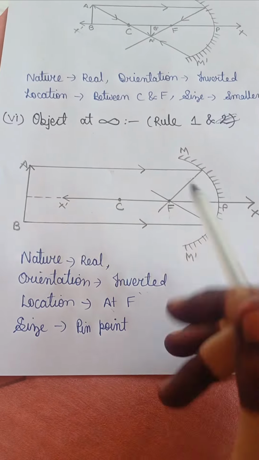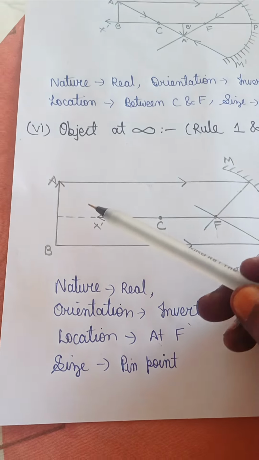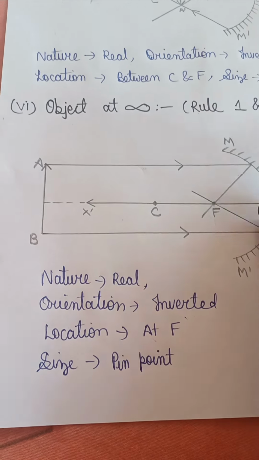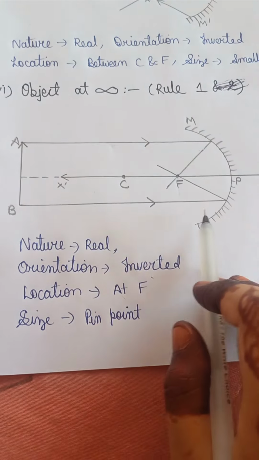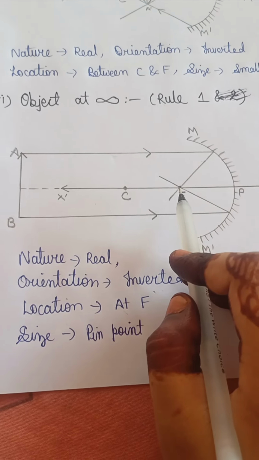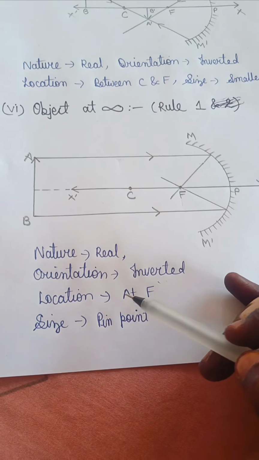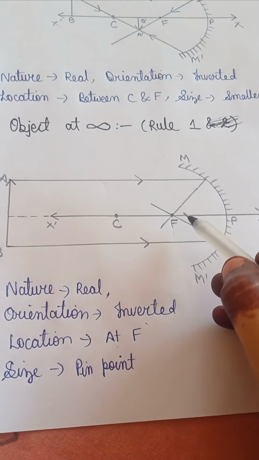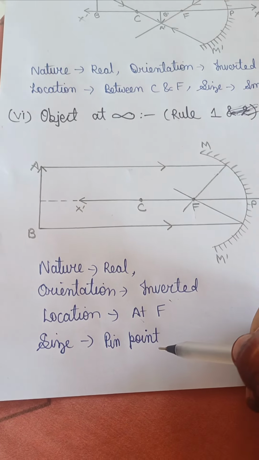Now coming to the last case, where the object is at infinity. Whenever the object is at infinity, using only the first rule, the rays will meet at the focus. So the nature will be real, orientation will be inverted, and the location will be at F. As you can see here, both rays are meeting at F, so the size will be pinpointed.